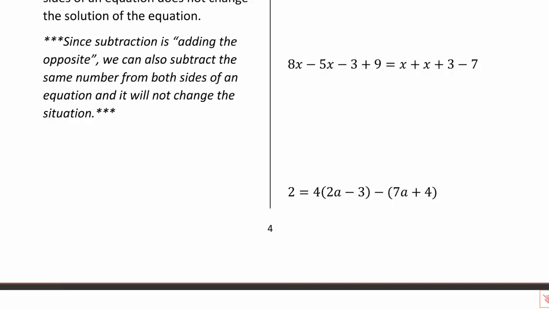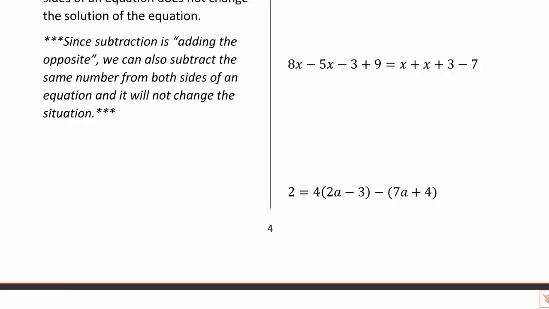Hello, this is the third video for Section 2, Chapter 2, Math 0302 Beginning Algebra. In this video we're going to start out with solving 8x minus 5x minus 3 plus 9 is equal to x plus 3 minus 7.